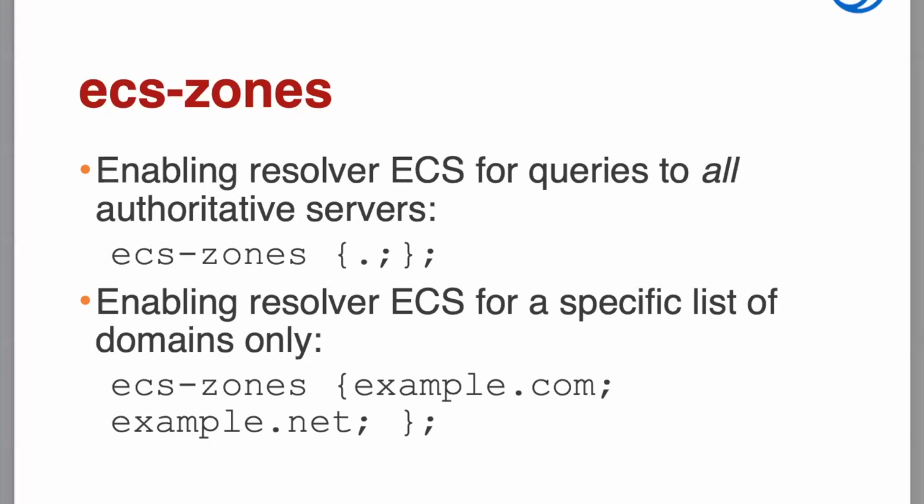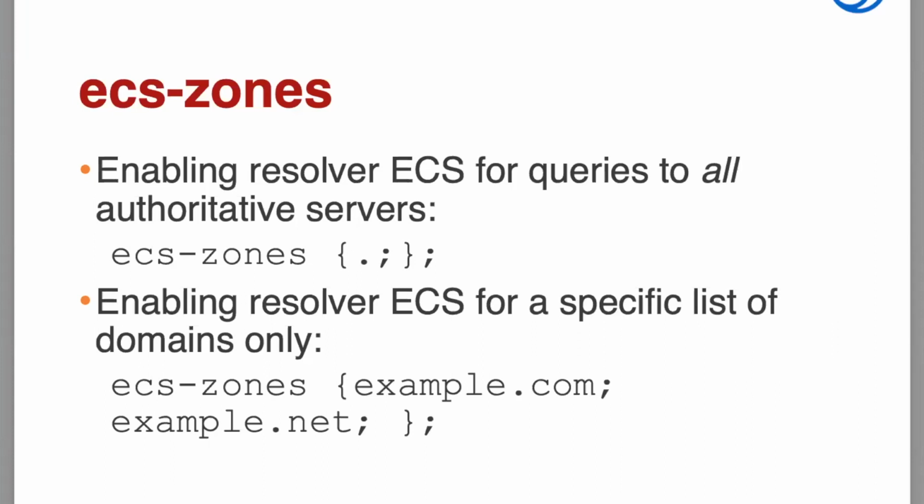So here are some examples. The first example is if you were fairly rashly going to enable ECS for everything that you handle from your clients. And here I said ECS zones and dot. So that is the root and everything below root. I'm saying I want to send ECS on my queries.